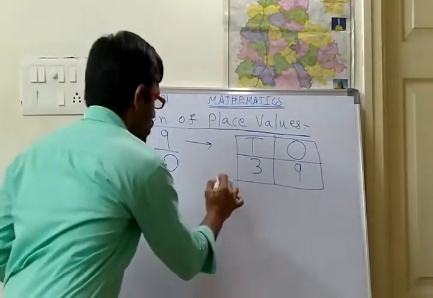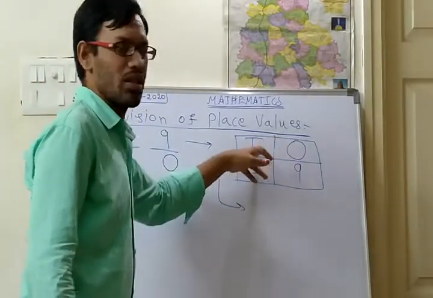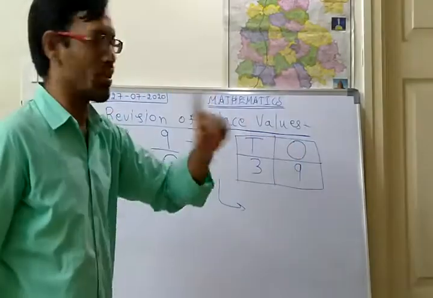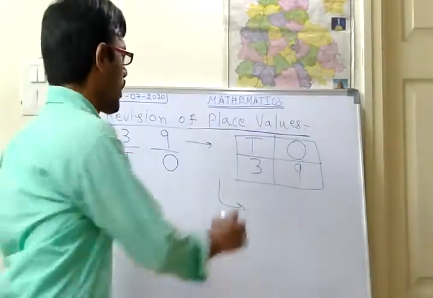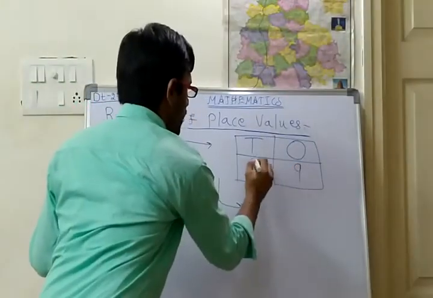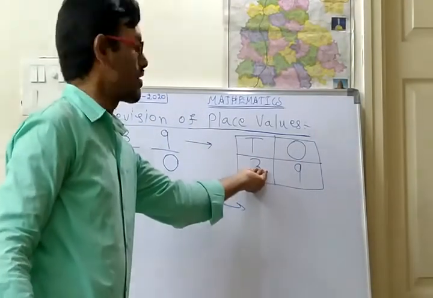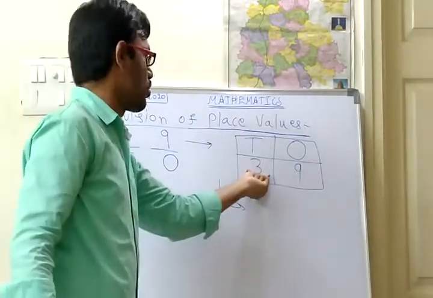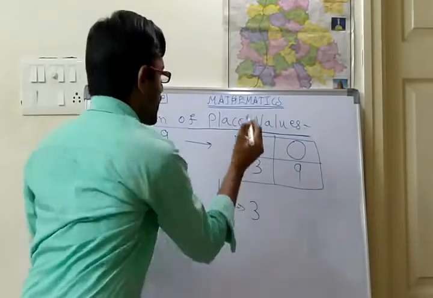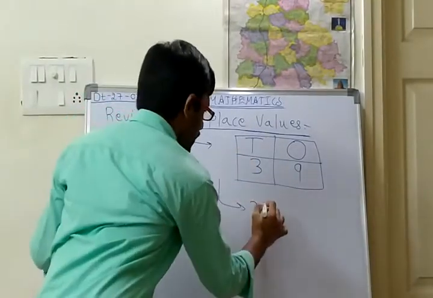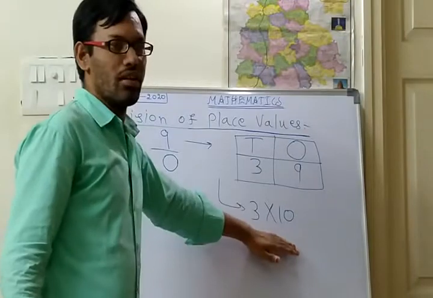For expansion, first of all we should know what is ones and what is tens. Ones means into 1. Tens means into 10. Here 3 is in the tens place and 9 is in the ones place. To expand this number, we have to write first 3. 3 is in the tens place, so 3 into 10.